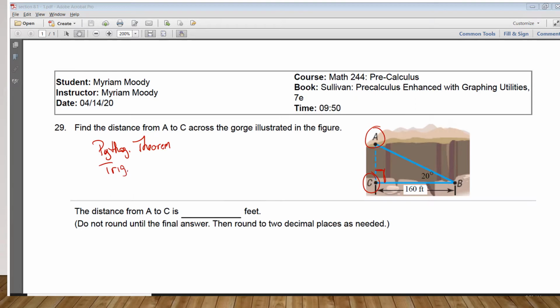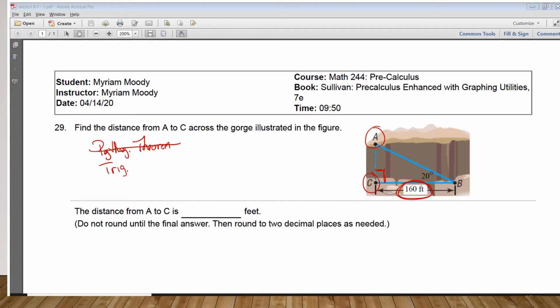So here's the deal. If you're going to work with Pythagorean theorem, you need at least to know two sides of the triangle to find a third side, correct? Okay, I only see one side, 160 feet. I don't see the length of any other side. So Pythagorean theorem in this case is out the door, which means I got to deal with some trig. So let's do some work on the next page.